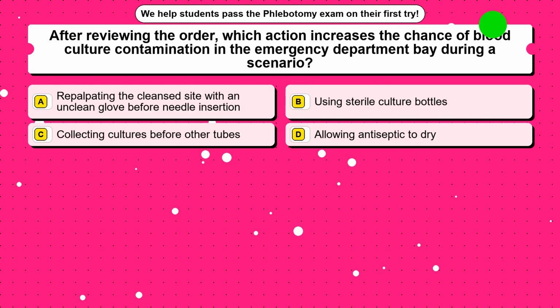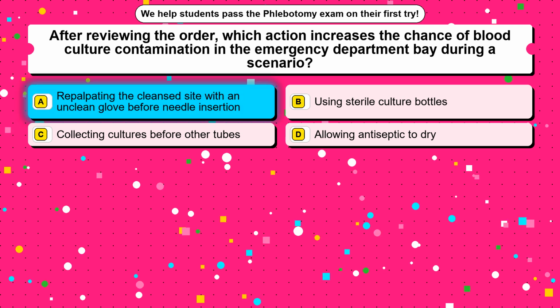Question 94. After reviewing the order, which action increases the chance of blood culture contamination in the emergency department bay during a scenario? Option A. Repalpating the cleansed site with an unclean glove before needle insertion. Option B. Using sterile culture bottles. Option C. Collecting cultures before other tubes. Option D. Allowing antiseptic to dry.